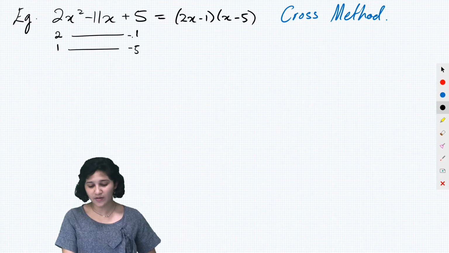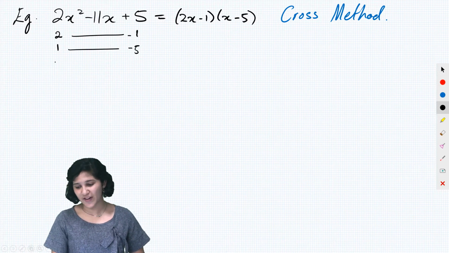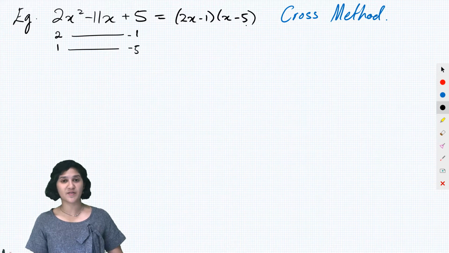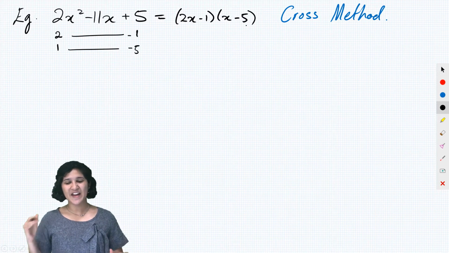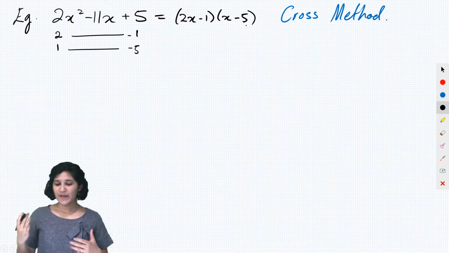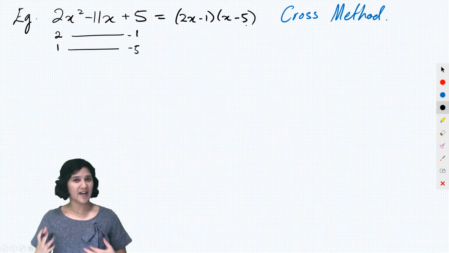2x minus 1, 1x minus 5. So 2x minus 1, x minus 5. Okay, that's done. So the cross method is faster in a way.